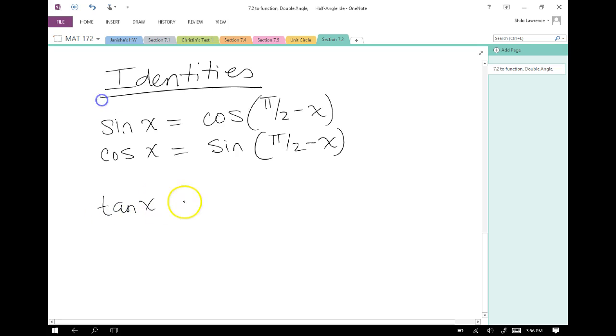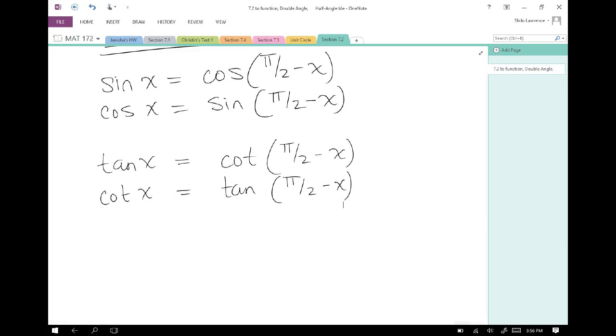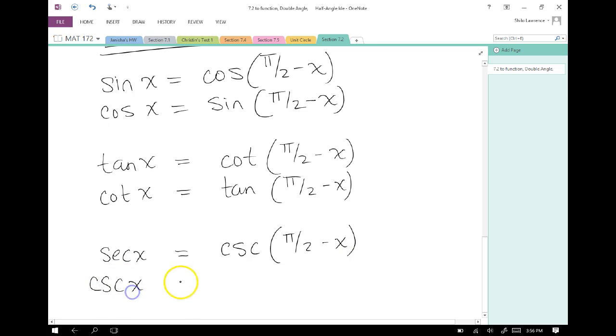We could also write the same exact thing for the pairing between tangent and cotangent. So tangent of x equals cotangent of pi over 2 minus x, or flip-flop them, cotangent of x equals tangent of pi over 2 minus x. And then our other cofunction pairing is secant and cosecant. So secant x equals cosecant of pi over 2 minus x, and flip-flop them, cosecant of x equals secant of pi over 2 minus x.